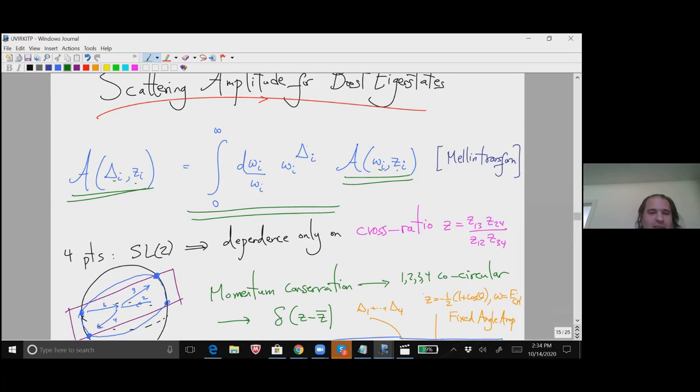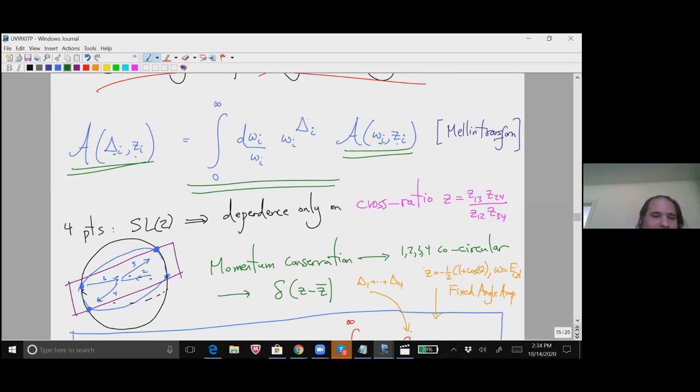Okay, so let's talk about all of this in the case of 4-point scattering. As is familiar, the SL2C symmetry tells me that I can only have dependence on the cross ratio of Z1 minus Z3, Z2 minus Z4 over Z1 minus Z2, Z3 minus Z4. There's only one variable, Z and Z bar. So in principle, I have Z and Z bar. But when I do this transform, momentum conservation tells me something interesting.